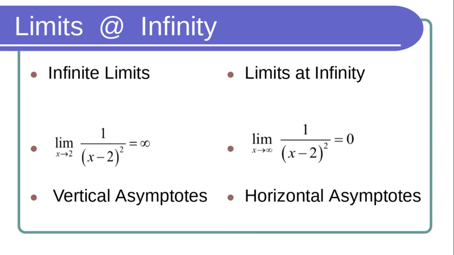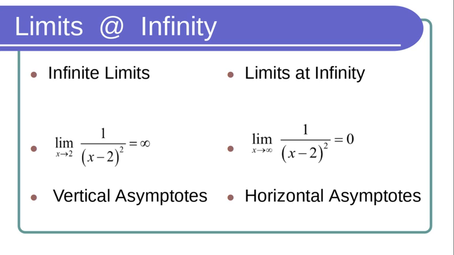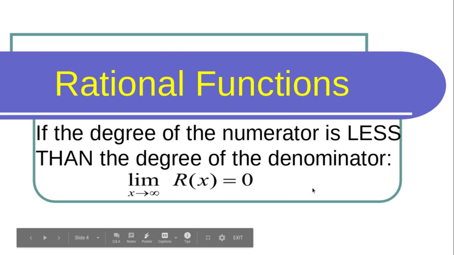And we've seen horizontal asymptotes before with rational functions. So we're going to come up with our rules based off the same rules that we had with rational functions. All right. So when we were doing horizontal asymptotes for rational functions, we wanted to compare the degree of the numerator with the degree of the denominator. Okay, so this is the same as now a limit at infinity, because that's what a horizontal asymptote would be. So let's review the rules.